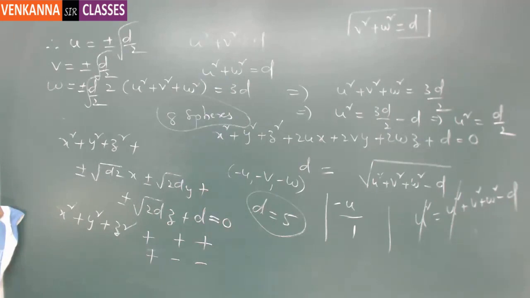U, V, W values are based on d. So it is nothing but the point sphere whose radius is 0. The origin itself will come there. So by default we need to understand that these spheres are not point spheres, they have some radius. That's why the constant value appeared there, the d value.